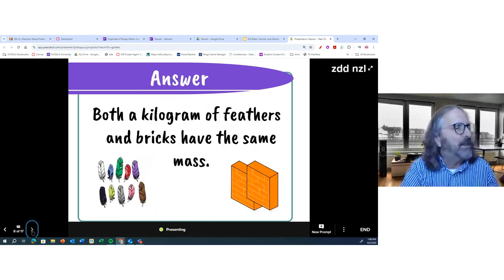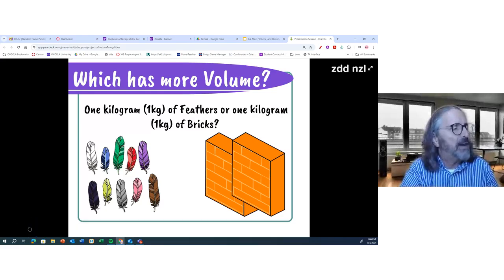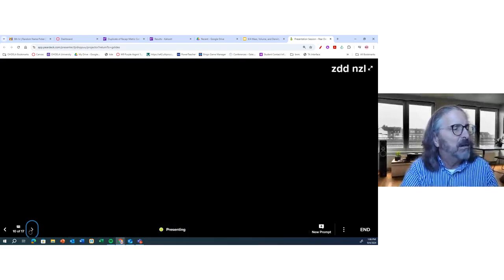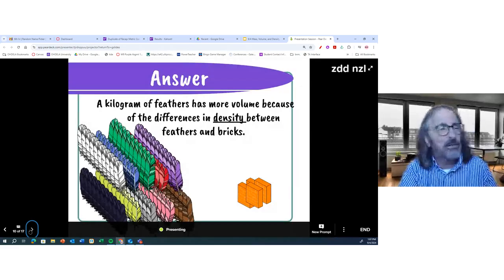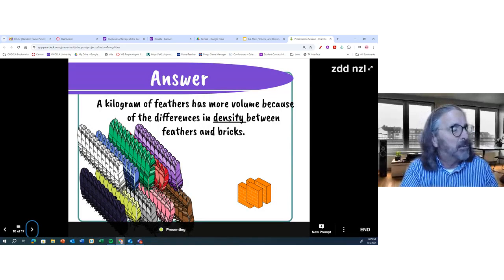All right, both a kilogram of feathers and a kilogram of bricks have the same mass, because there's a kilogram there. Which one has more volume in this particular one? Okay, this one does. The feathers would certainly have a kilogram, a lot of mass. This is more compact. You can see they did a pretty good job of putting feathers together. So the density is different because this is more compact than the feathers, which have more volume.